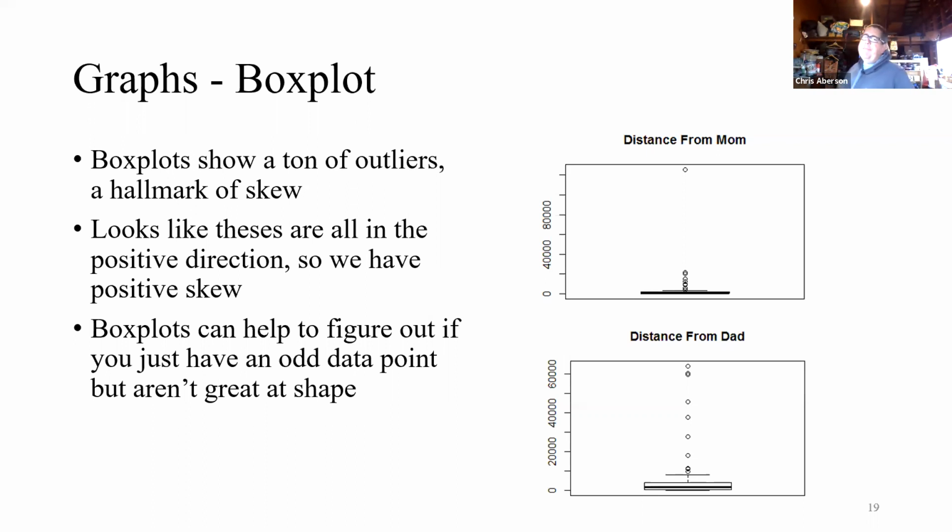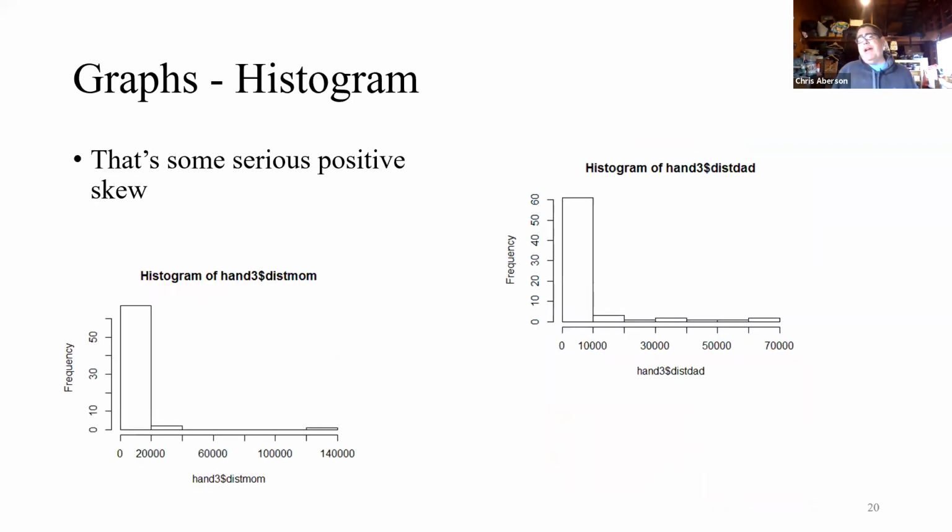This can also help you find out if you've got an odd data point. Like if you look at the top graph, which is distance from mother in this culture, you can see that there was one that was really, really far away from mom. So that might be one that we go in and say, hey, maybe we've got a data entry problem here. Maybe something was incorrect. Similarly, histograms will show the shape.